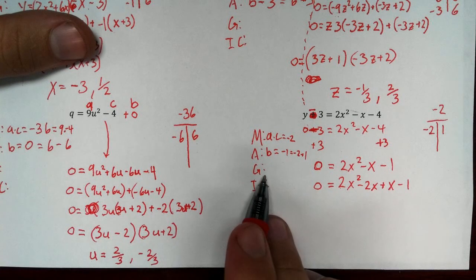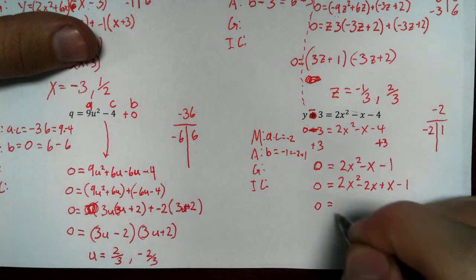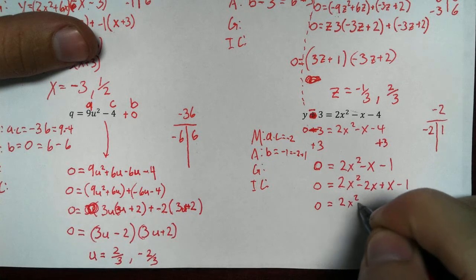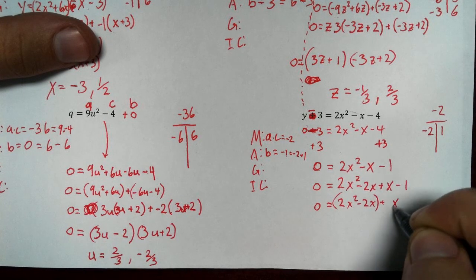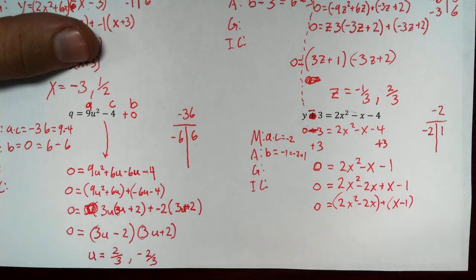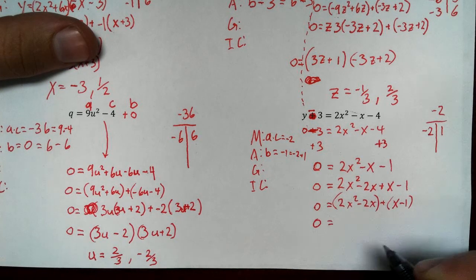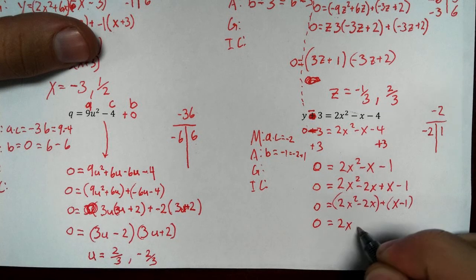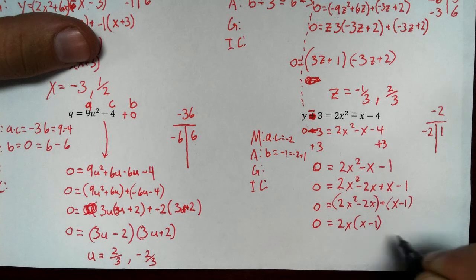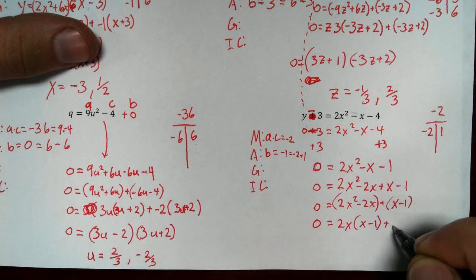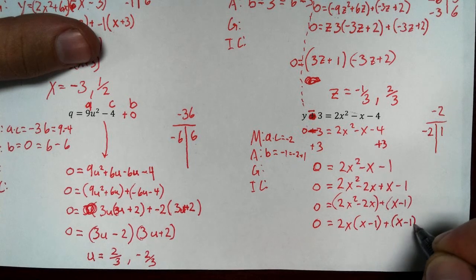Okay, so grouping it together, so now we have 0 equals 2x squared minus 2x, grouping those together, plus x minus 1, grouping those together. What's our common factor that we can pull out? Our common factor is 2x. And holy moly, it worked. Some would even say, it's magic.